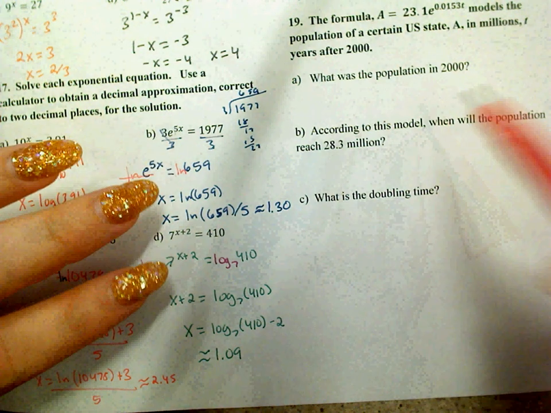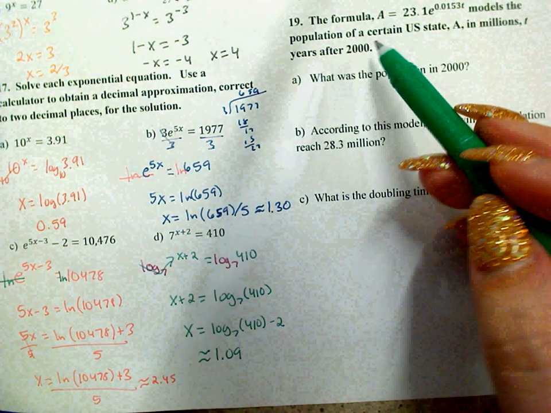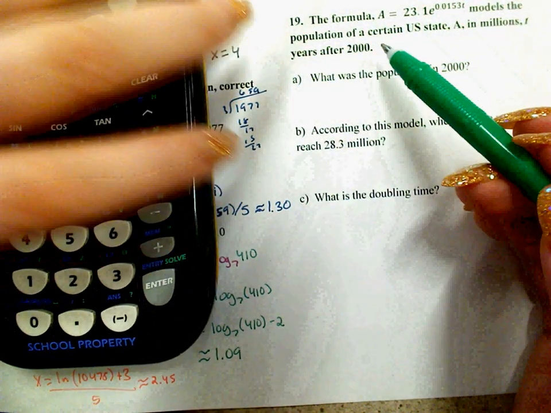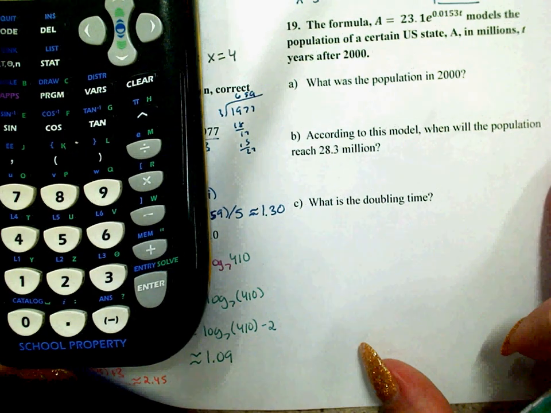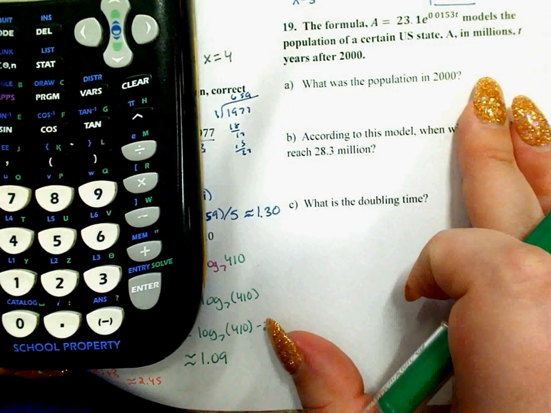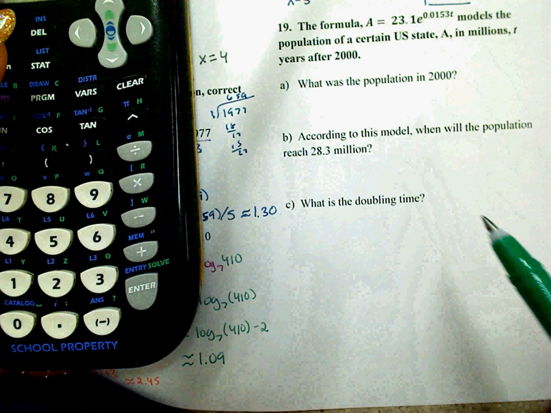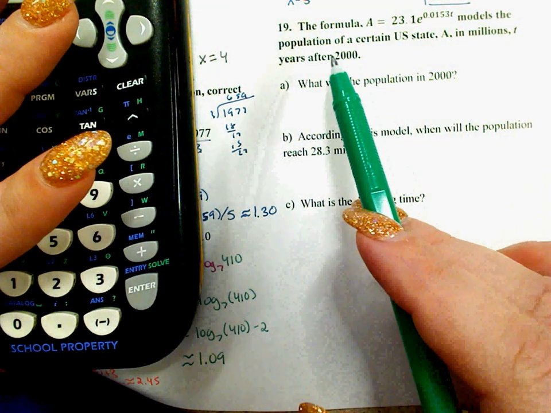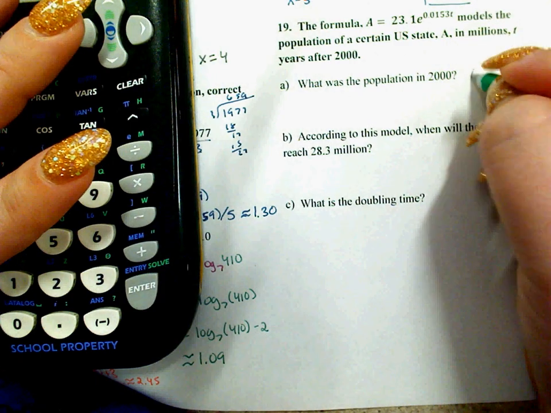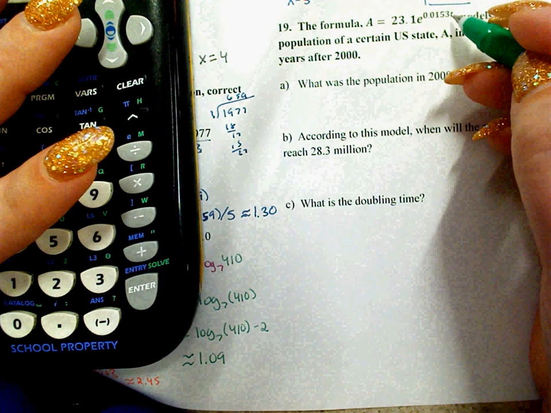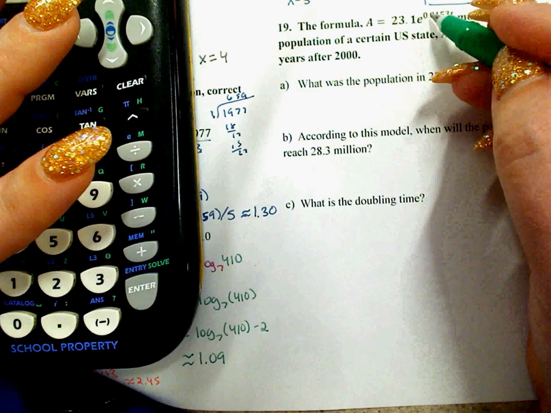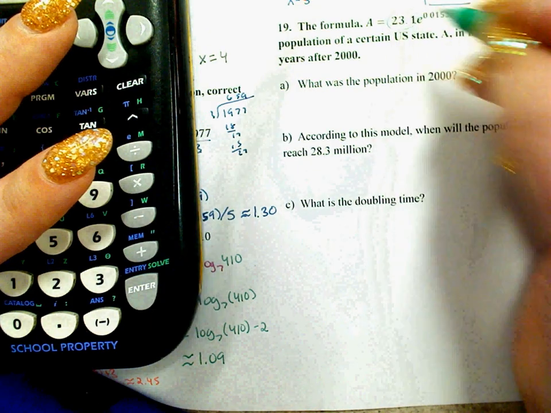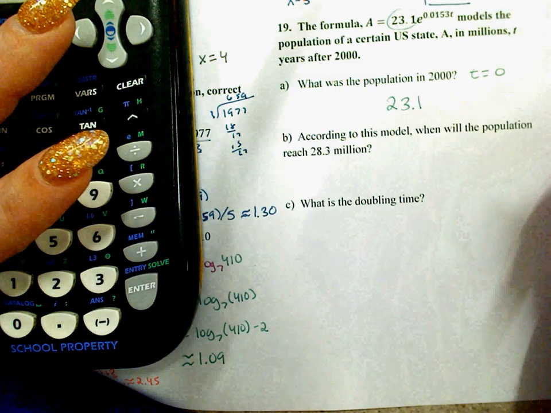It says the formula A equals 23.1 e to the 0.0153 t models the population of a certain U.S. state A in millions t years after 2000. Okay, what was the population in 2000? So 2000 is t, we're talking about t years after 2000. So 2000 is when time equals 0. Time equals 0, anything times 0 is 0, e to the 0 power is 1. You should just recognize that 2000 is the initial, so that is the initial population. That is just 23.1. And that is a million.